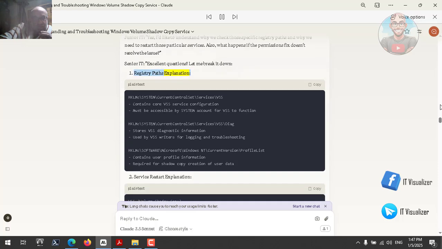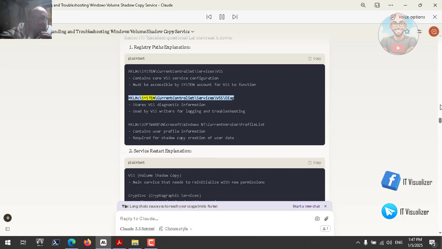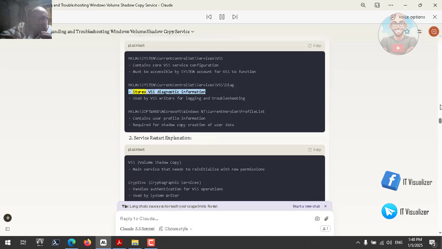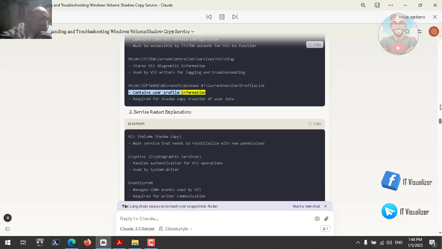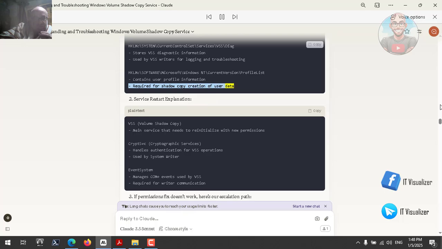Registry paths explanation, plain text. HKLM\SYSTEM\CurrentControlSet\Services\VSS contains core VSS service configuration. Must be accessible by the SYSTEM account for VSS to function. HKLM\SYSTEM\CurrentControlSet\Services\VSS\Diag stores VSS diagnostic information, used by VSS writers for logging and troubleshooting. HKLM\SOFTWARE\Microsoft\Windows NT\CurrentVersion\ProfileList contains user profile information required for shadow copy creation of user data.